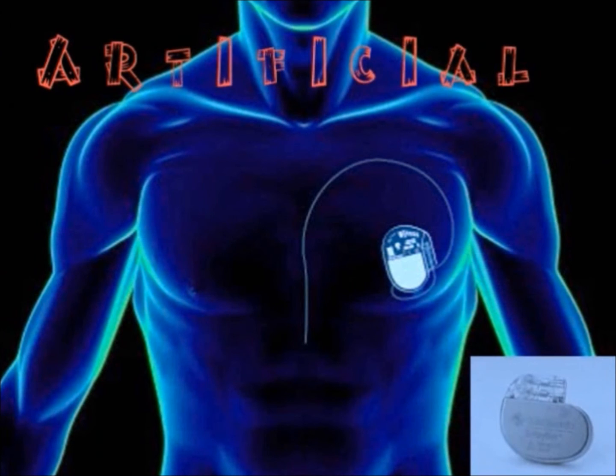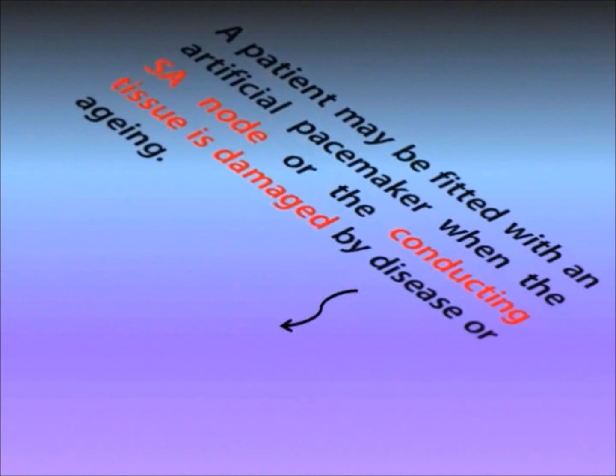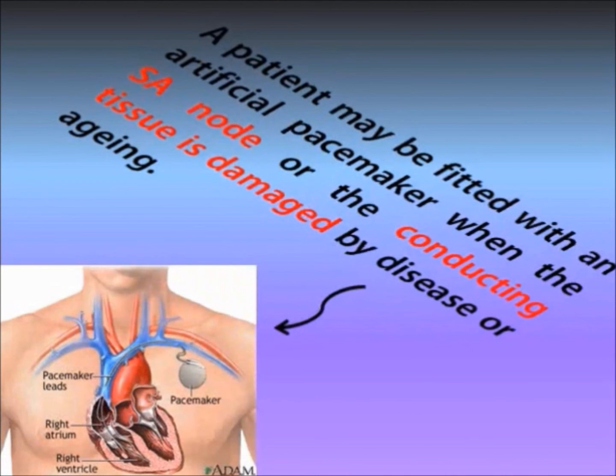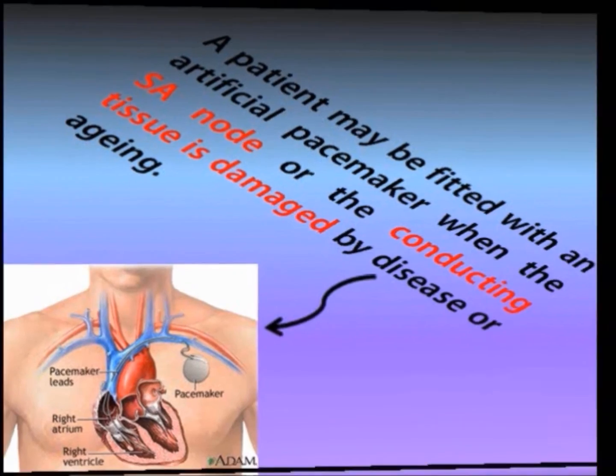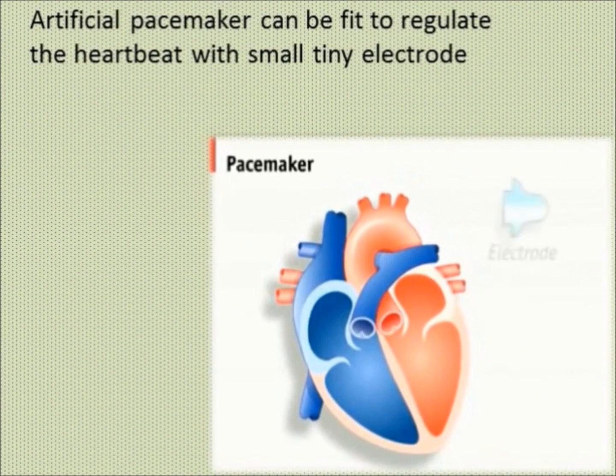Artificial pacemaker. A patient may be fitted with an artificial pacemaker when the SA node or the conducting tissue is damaged by disease or aging. An artificial pacemaker can be fitted to regulate the heartbeat with tiny electrodes.